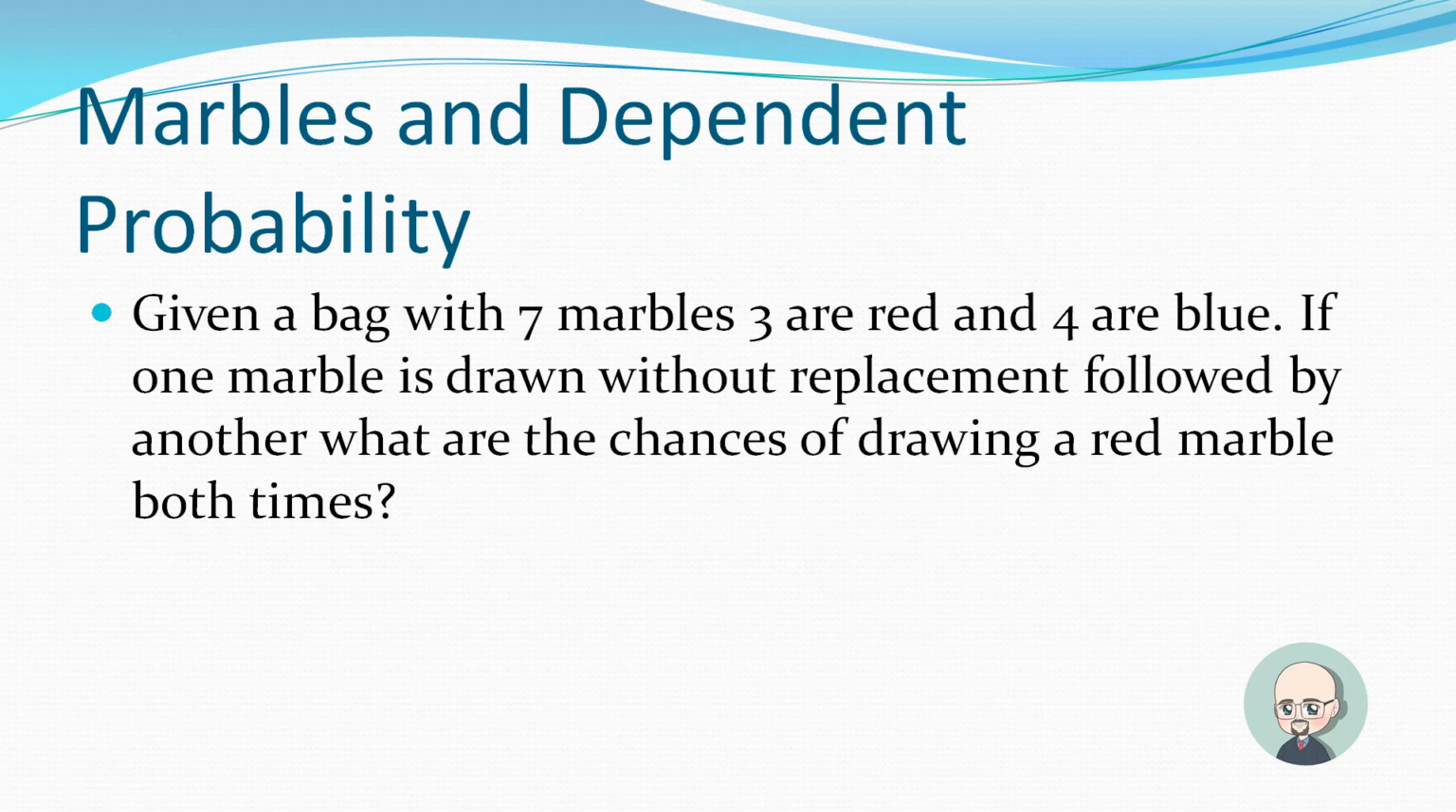Okay, now we're going to talk about marbles and dependent probability. Given a bag with 7 marbles, 3 are red and 4 are blue. If one marble is drawn without replacement, followed by another, what are the chances of drawing a red marble both times? Remember, this is dependent probability. Okay, I'll give you a moment to press spacebar on your personal computer or tap your mobile device to pause.